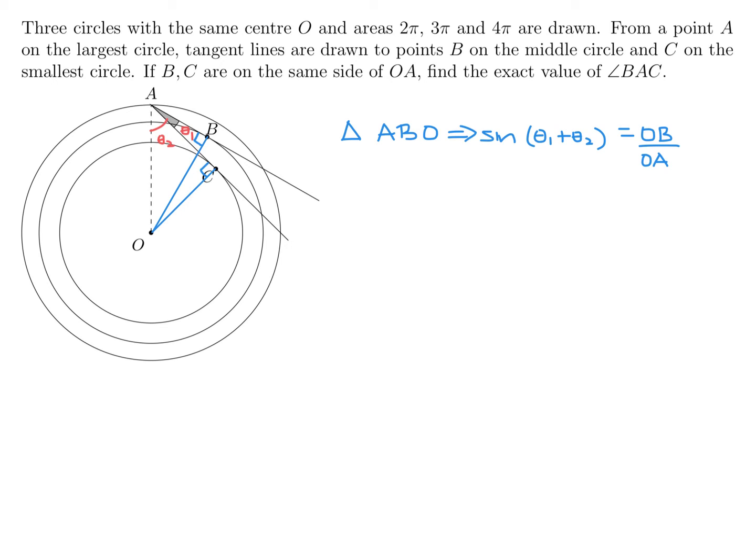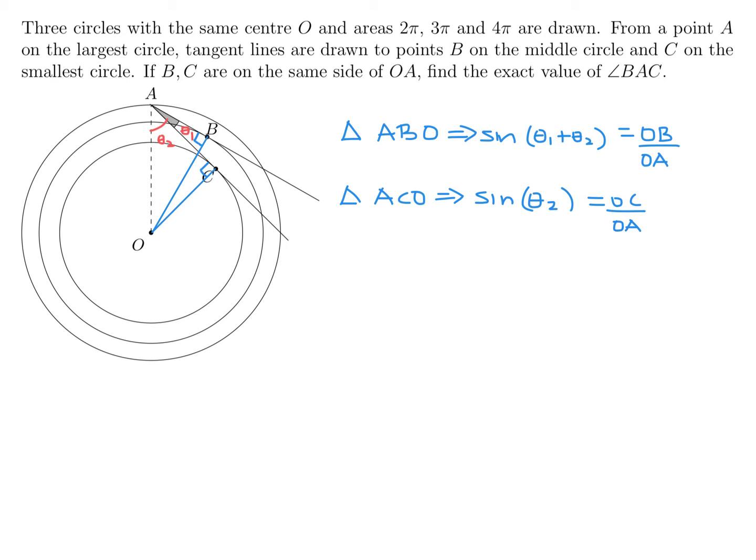Okay, and then very similarly, in triangle ACO, we again might as well just use sine. Sine of theta 2, again opposite over hypotenuse, would be OC over OA. And I think that's good enough. And now we just have to figure out what is OB, OA, and OC.